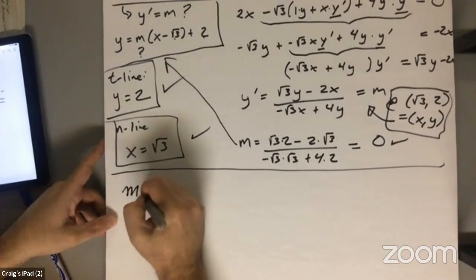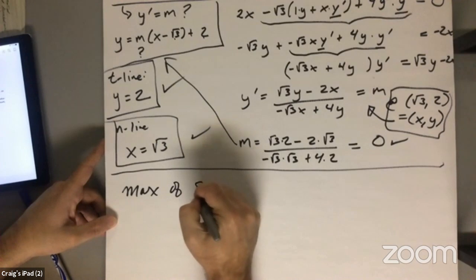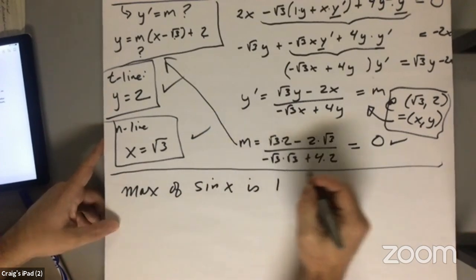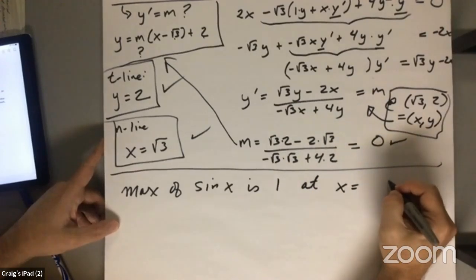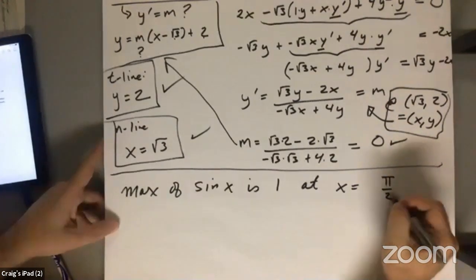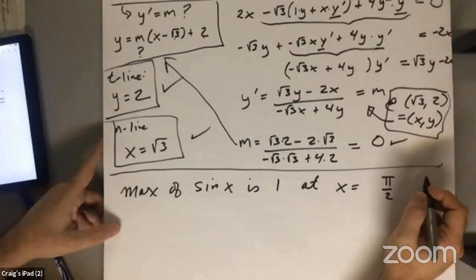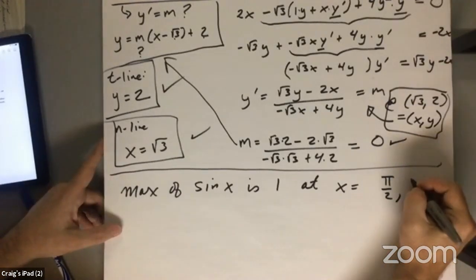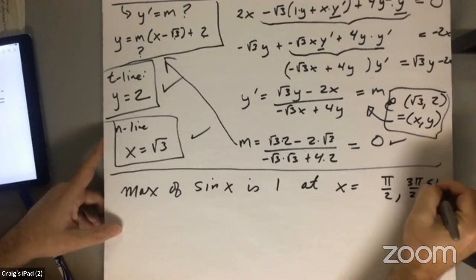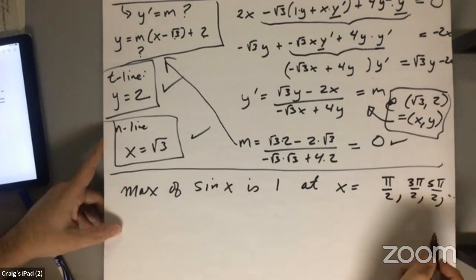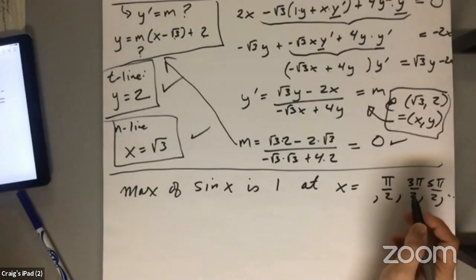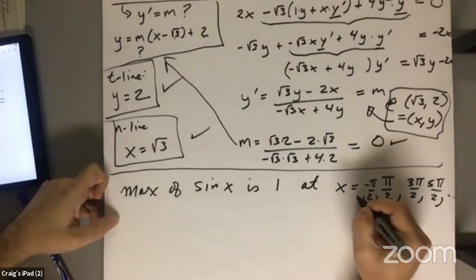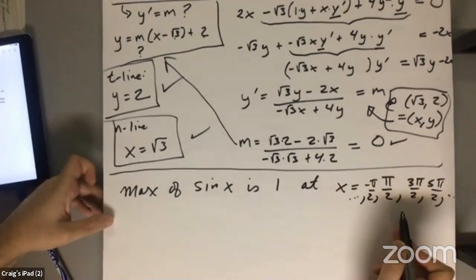So the max of the sine function is 1, and it occurs at x equals, well, the sine function has a maximum at pi over 2, right? And then it has it at 3 pi over 2, and then at 5 pi over 2. So I can say it like this, dot, dot, dot. And then at minus pi over 2, and all those. So that's one way of saying it.